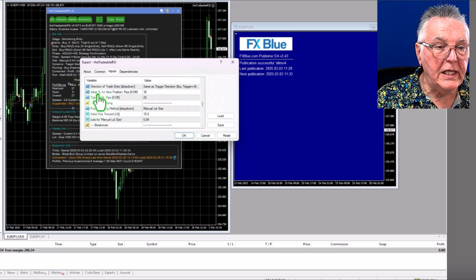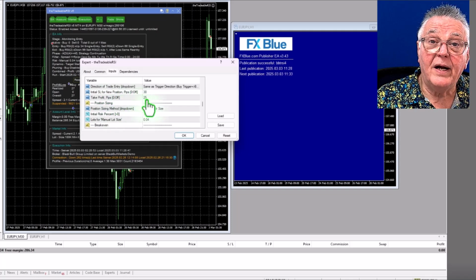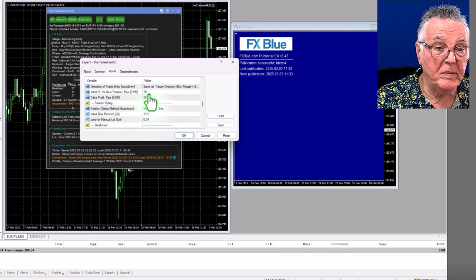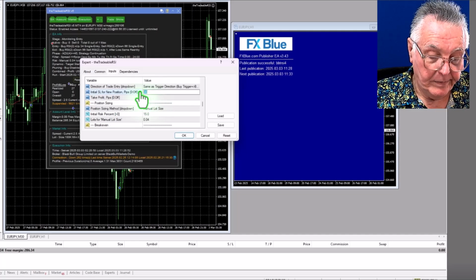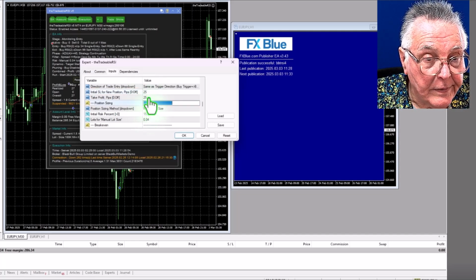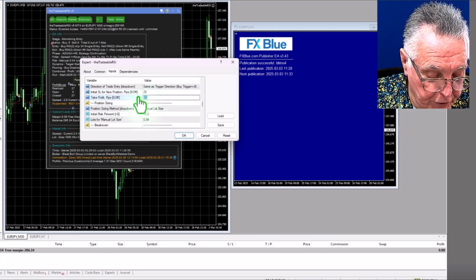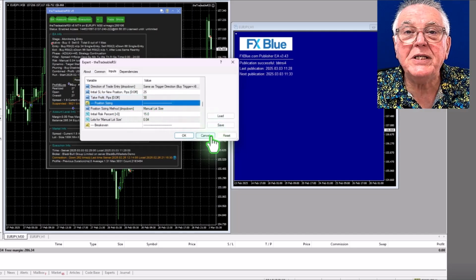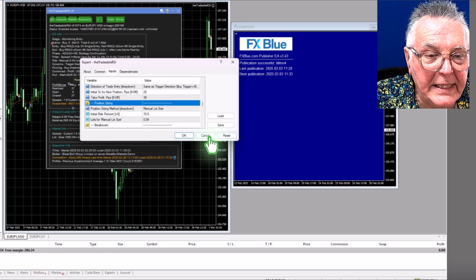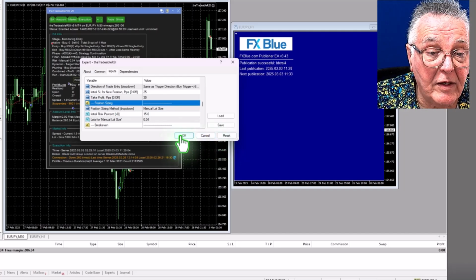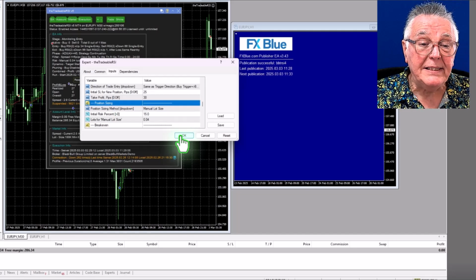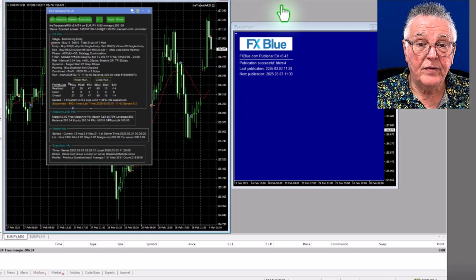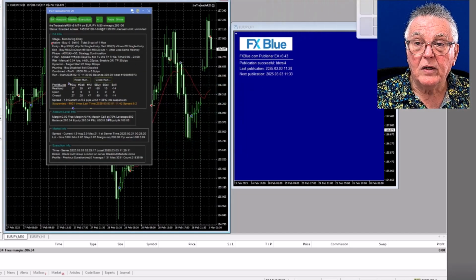Okay, so the stop loss is 30 and the take profit is 25. That's partially causing the problem. I'm just going to reverse them. Now the profits should be higher than the losses. Okay, so that gives you an idea of the kind of fiddling that I do. It might appear to be very unscientific, but it actually works. Okay, so there we are, and we can now close this one.